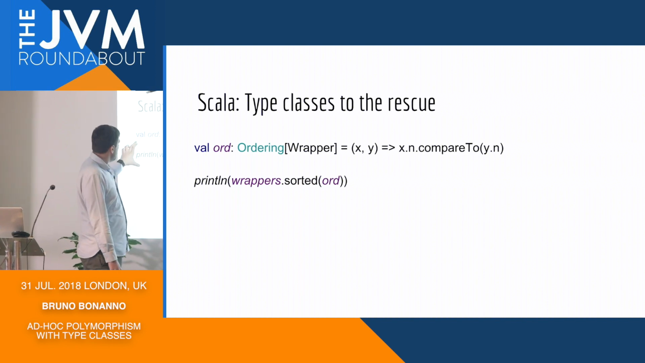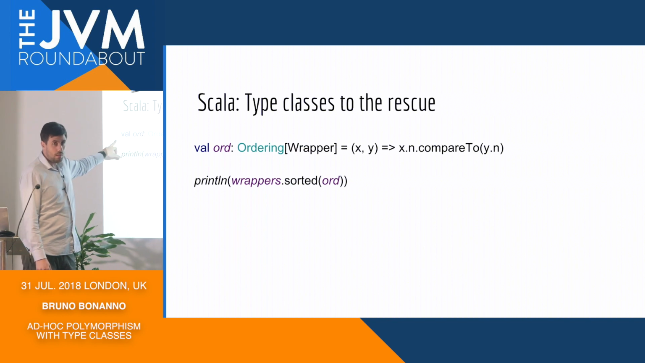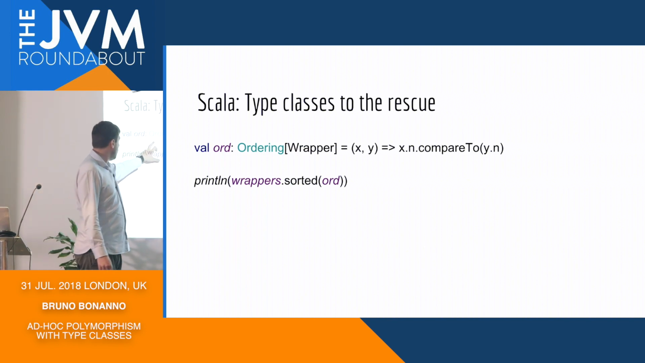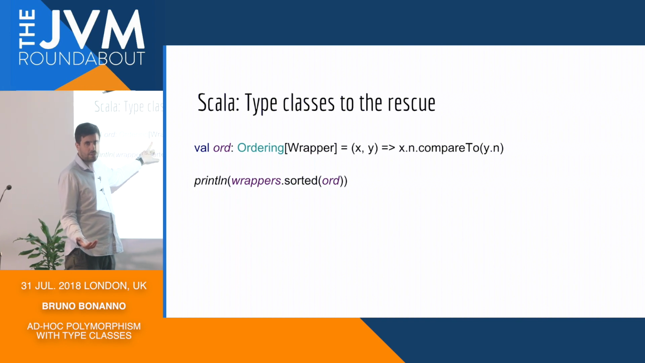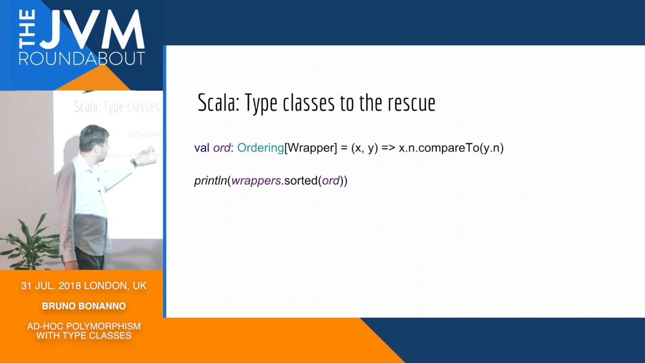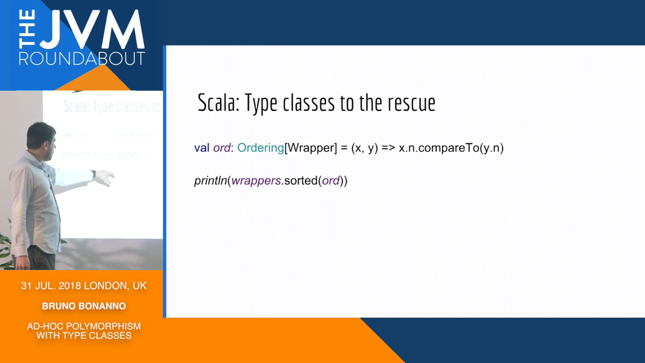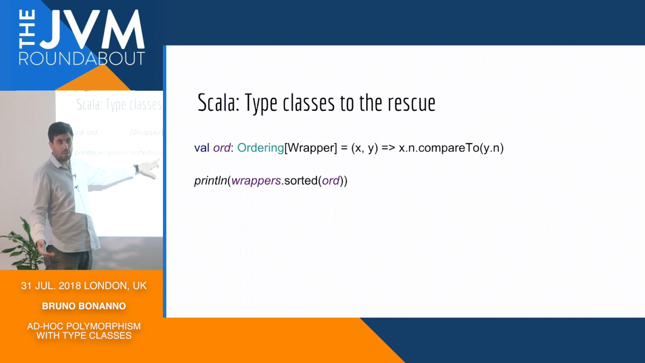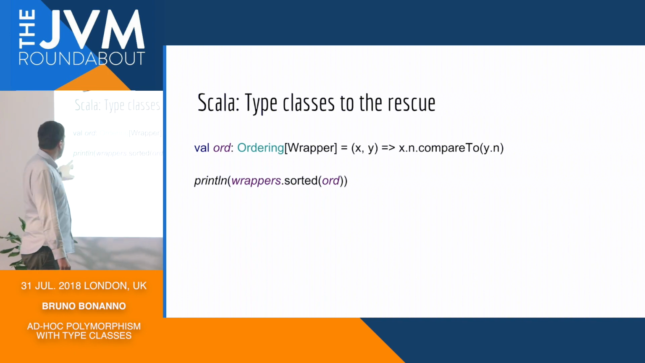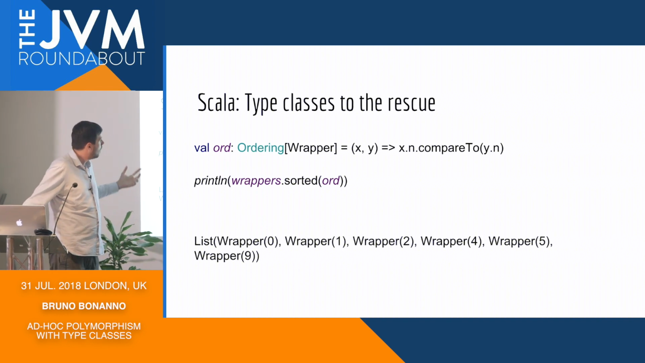Anyway, okay. We can sort this in the same way we sorted with Java, right? We create an ordering, which is basically the Scala version of comparator. And we say, given an x and y, we compare them. And we pass it to sorted. Notice that now somehow it has a parameter. And then if we execute this, it works.